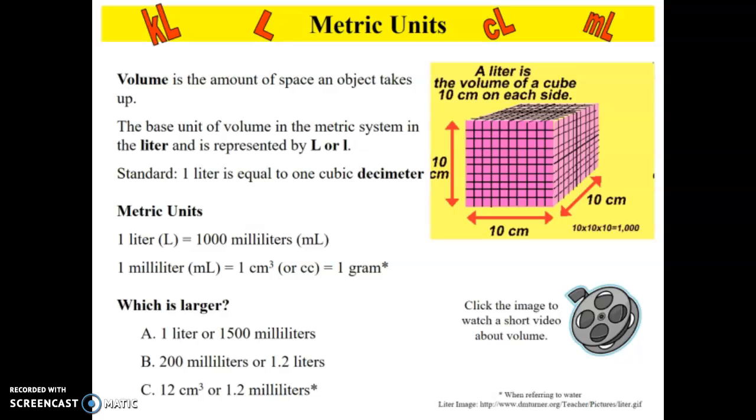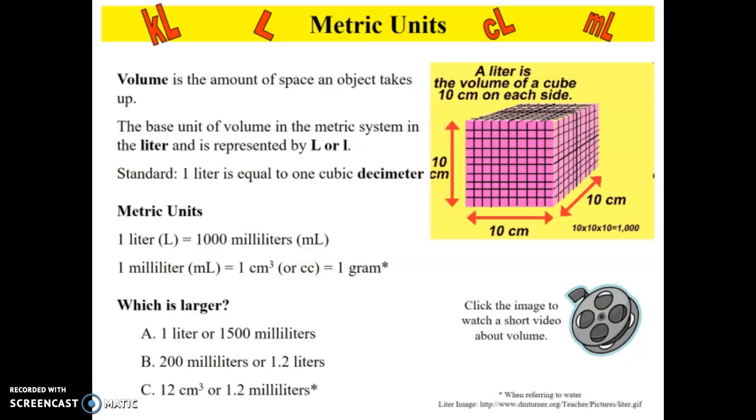So our base unit here is going to be a liter. Ultimately, this is pretty simplified in some ways. So we really only talk about liters and milliliters. So 1 liter is 1,000 milliliters. And if you go on to a little higher level science, you'll have to know that 1 milliliter is 1 cubic decimeter, or 1 gram. But we're not going to probably use that too much in this class.